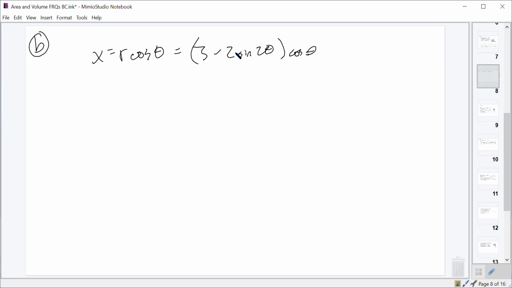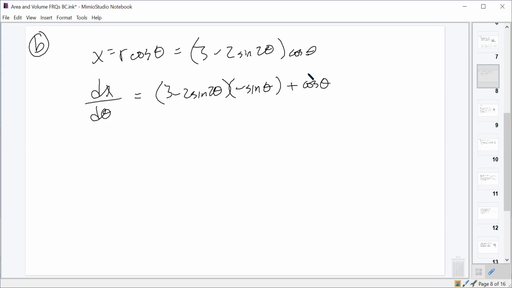And so dx d theta will just be the derivative of this. You can distribute it through if you want, or you can just use the product rule. You still have to use the product rule if you distribute it through anyway. So we get 3 minus 2 sine 2 theta times the derivative of cosine, plus cosine times the derivative of 3 minus 2 sine 2 theta, which should be -4 cosine 2 theta. And we wanted to evaluate that at theta equals pi/6. And I don't know why I'm writing all of this out, because I forgot that this was a calculator problem.